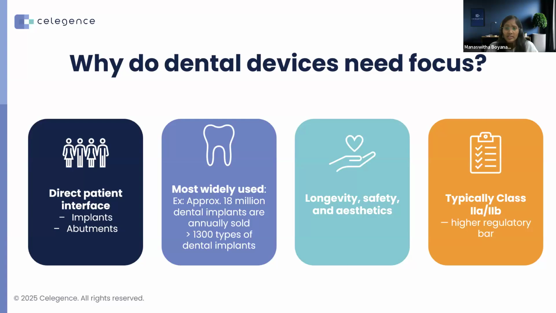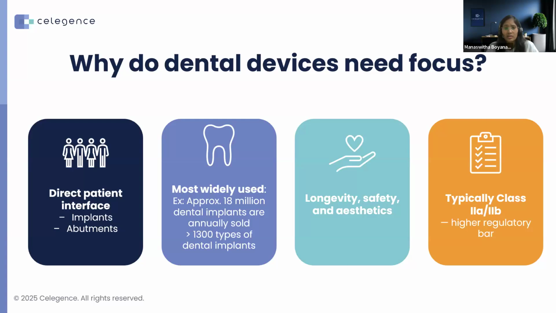And if you see, they are most widely used globally. Dental implants and related restorations are among the most commonly placed medical devices after lenses and orthopedic components. Approximately 18 million dental implants are annually sold, and greater than 1,300 types of dental implants are available. And this number is only growing due to the aging population and increased access to cosmetic dentistry. With such widespread usage, any clinical risk can lead to public health concerns. Thus, this requires pre-market and post-market evaluation.